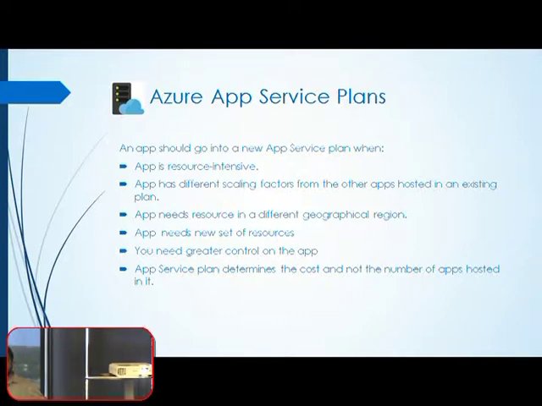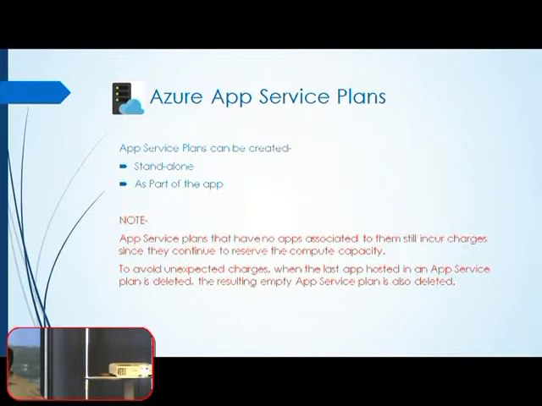The app service plan determines the cost, and not the number of apps hosted in it. So it determines the compute resources which are billed by Microsoft, but it doesn't care how many applications we host under that app service plan.